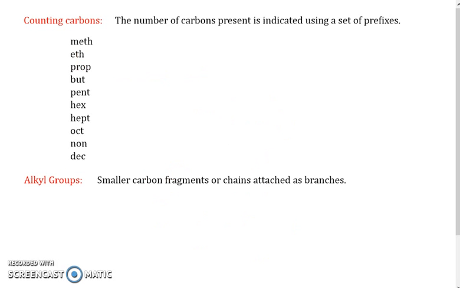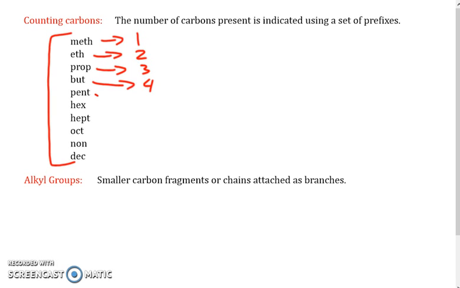So I'm going to flip to the next slide here, and I want to look at how we name the longest chain. You can see we have a whole bunch of prefixes right here, and you'll see they go in order. Now if we have a prefix of meth, what that implies is we have one carbon. If we have a prefix of eth, that means we have two carbons. If we have prop, we have an example of 3, and so on.